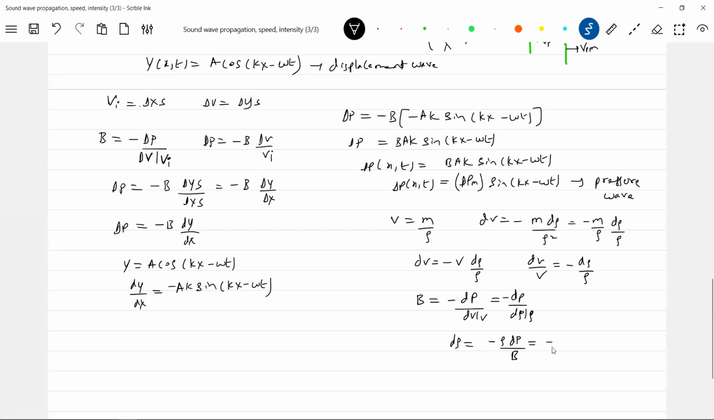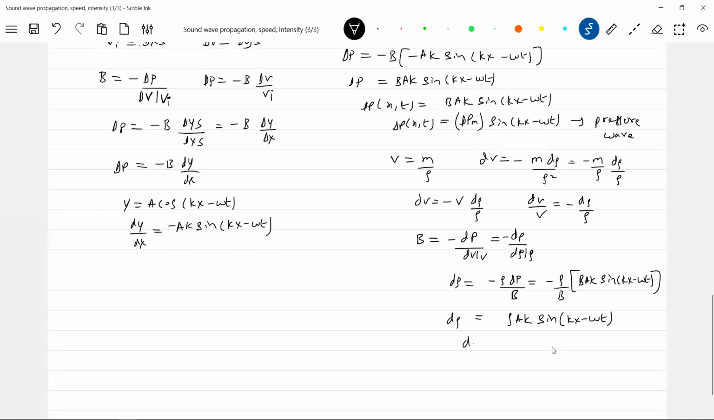So there, minus B a k sine kx minus omega t. One B gets cancelled, so I'll end up with rho a k sine kx minus omega t. This will become d rho. This is the density variation, or density wave. Very, very important.